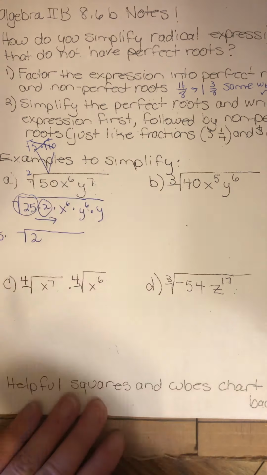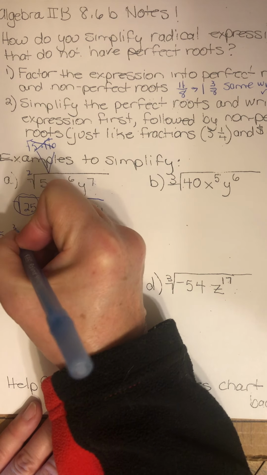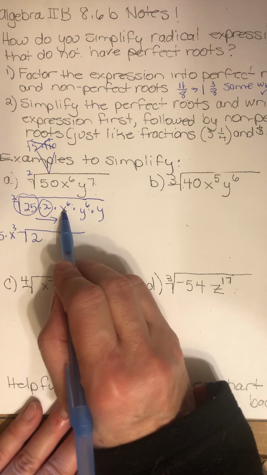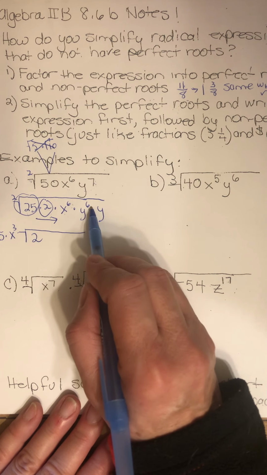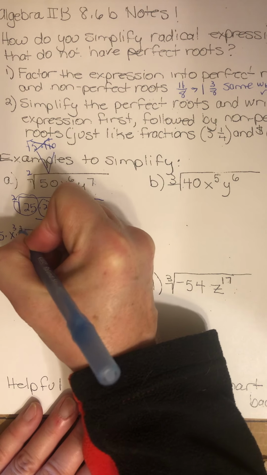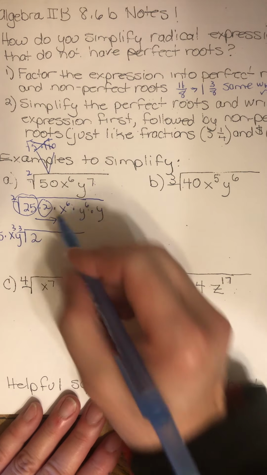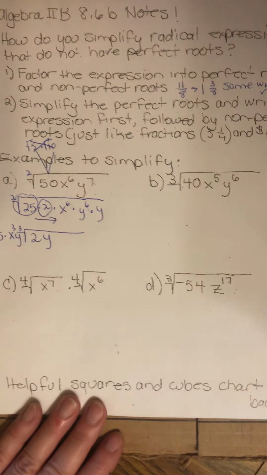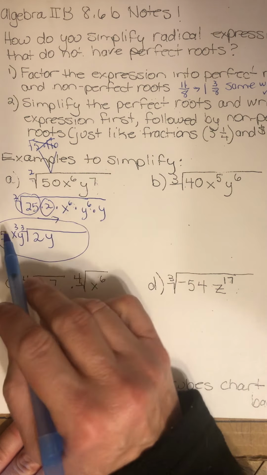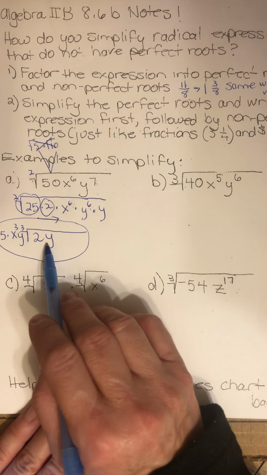The square root of x to the 6 is x cubed, right? 6 divided by 2 is an exponent of 3. Y to the 6, 6 divided by 2, exponent of 3. There we go. The square root of y I cannot do. Here is our simplified expression, our whole and our part. Let's go over to B.